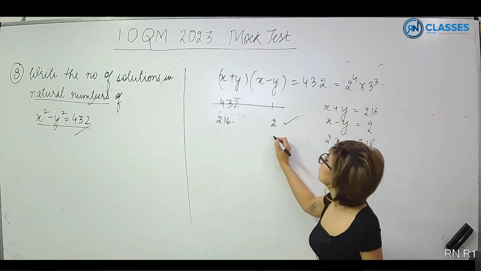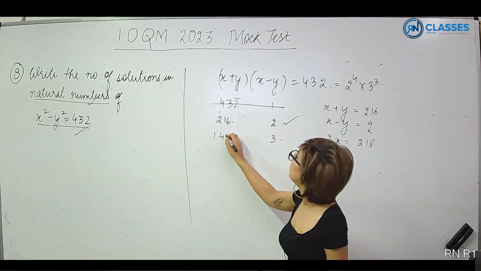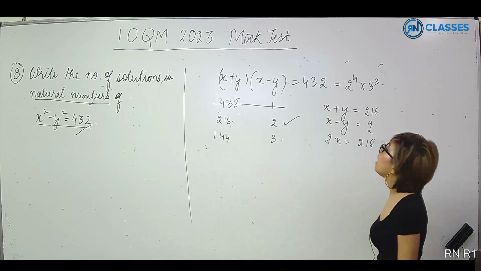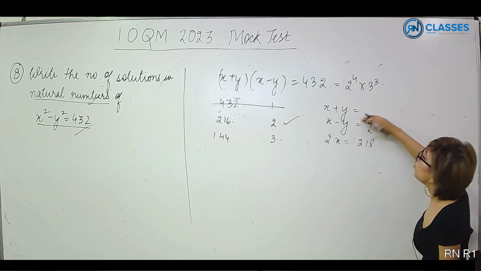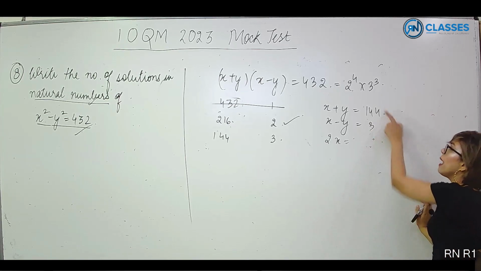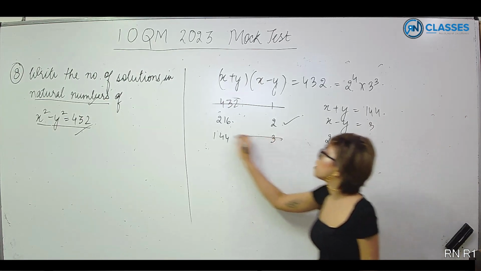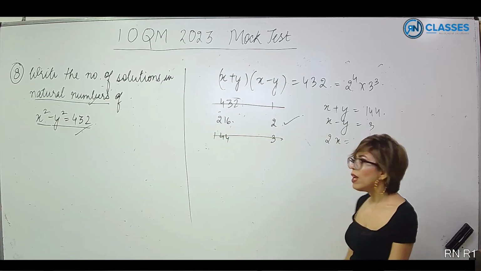Now, from here, I will just write 3 and I will be left with 144, hopefully. Right? Now, again, x plus y equal to 144 and then this turns out to be 3. When I add them up, I'll get an odd number. An odd number is not divisible by 2, I know that, so I will be rejecting. I think now I know what to do.